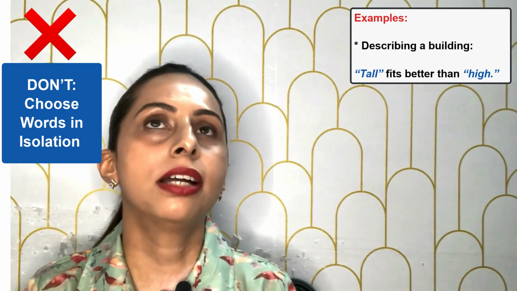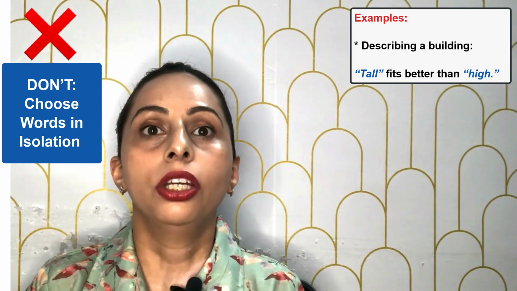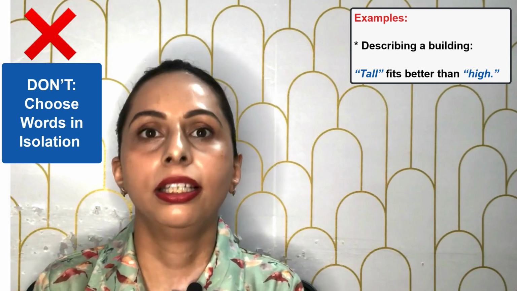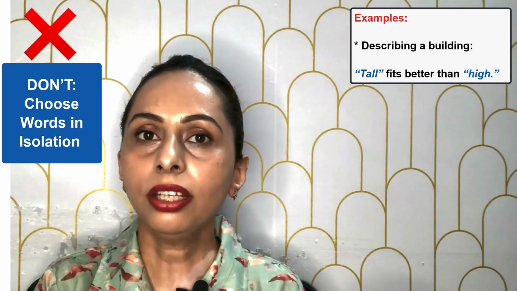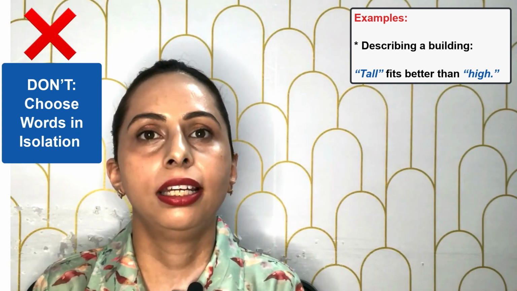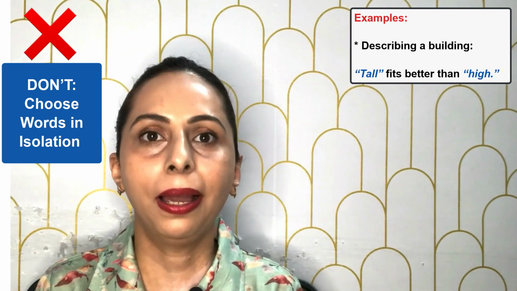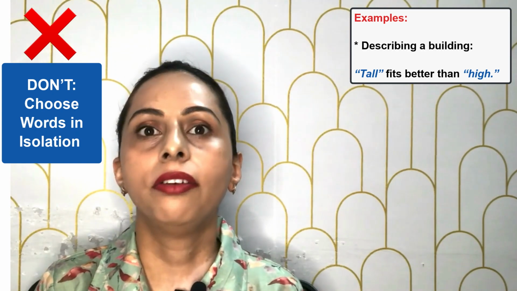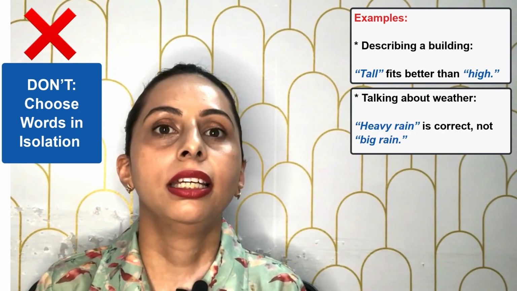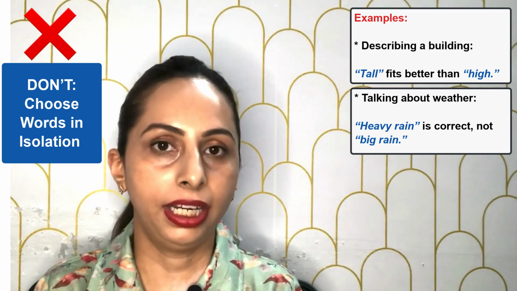Let's say we are describing a building, okay? So, tall fits better than high. We will say the building is tall. We won't say the building is high. That won't sound right, yeah? Similarly, when we are talking about weather, we will say heavy rain. We wouldn't say big rain.